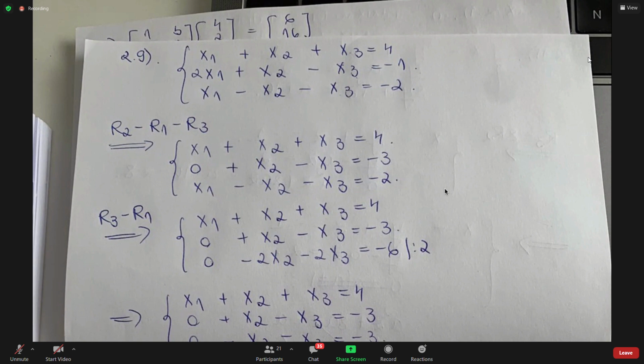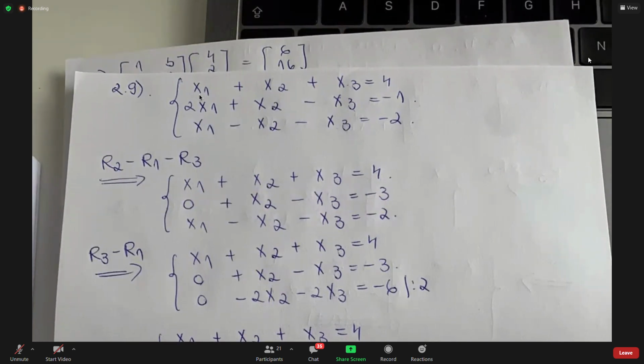So exercise 2.9 gave us this system of equations: x1 plus x2 plus x3 is equal to 4, 2x1 plus x2 minus x3 is equal to -1, and x1 minus x2 minus x3 is equal to -2. Again, I have to start by trying to eliminate x1 from the rows which do not contain its indices, then the same thing for x2 and the same thing for x3, in this specific order.